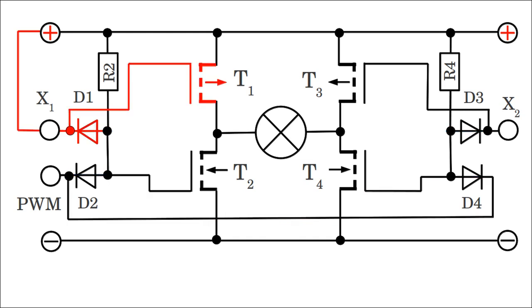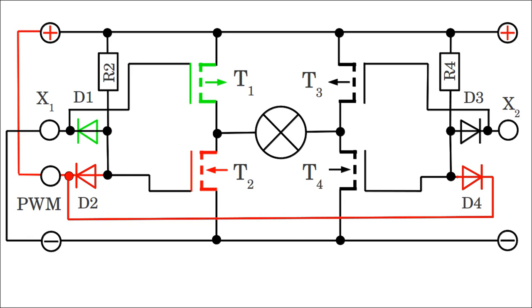If the positive supply voltage is attached to X1, transistor 1 is turned off. Transistor 2 is not turned on until the pulse width signal is also on high level. If one of the clamps is connected to ground, transistor 2 is turned off, because diode 1 or 2 or both are forward biased, pulling the gate of transistor 2 to ground.